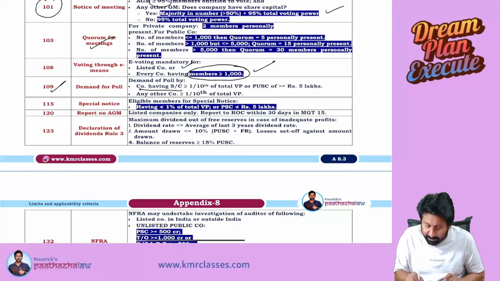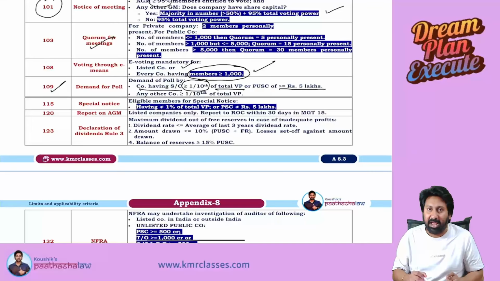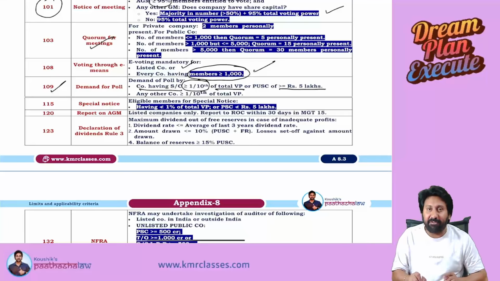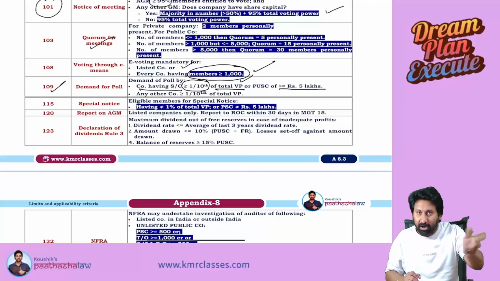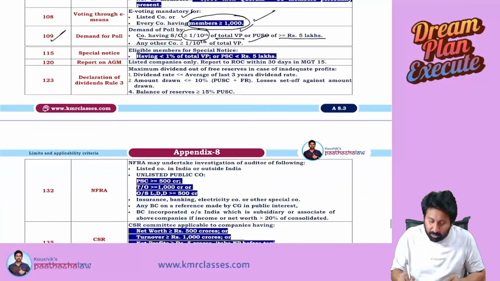Company having share capital: more than or equal to 1/10 of the total voting power, or paid up share capital of more than or equal to 5 lakh. Simply, more than or equal to can also be understood as not less than. So a company having a share capital of not less than 1/10 of the total voting power. Either satisfy 1/10 power or at least have 5 lakh capital. Any other company, 1/10. Special notice.